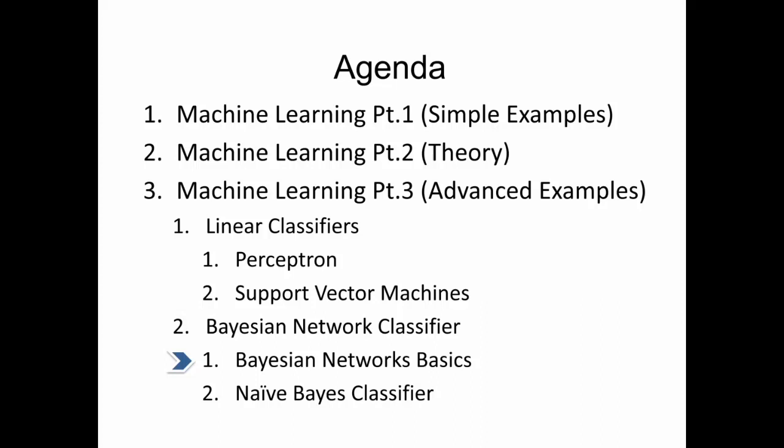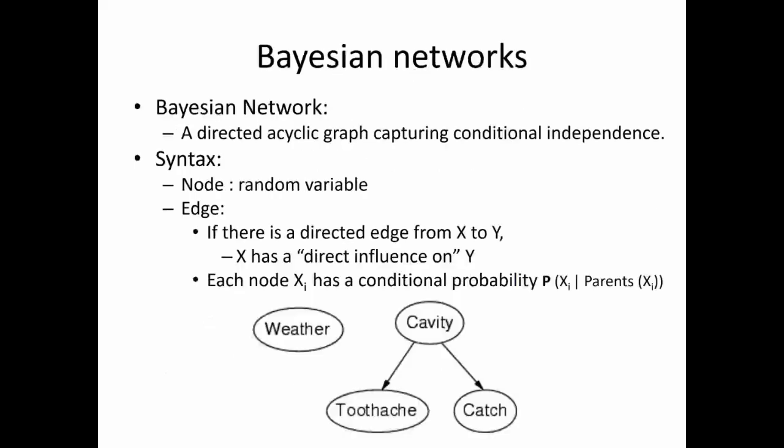Until now, we've been studying models that directly distinguish one class from another. These are called discriminative models. Today, we'll see a different type of classifiers called generative models that model the entire generation process, which can also be used to classify instances. First, we'll study the basics of Bayesian networks.